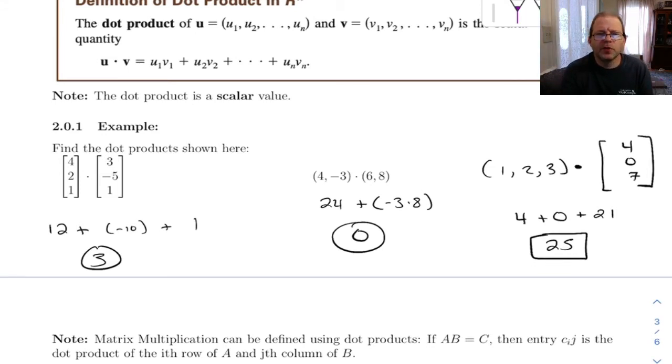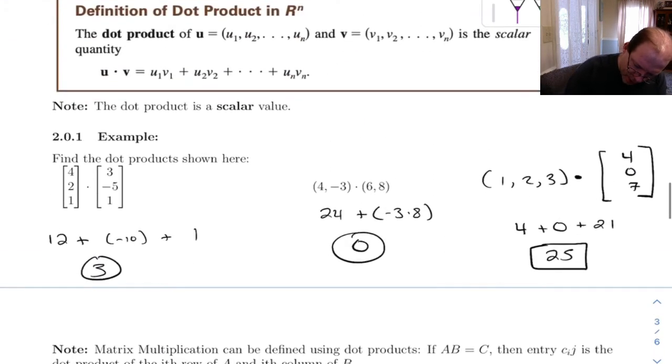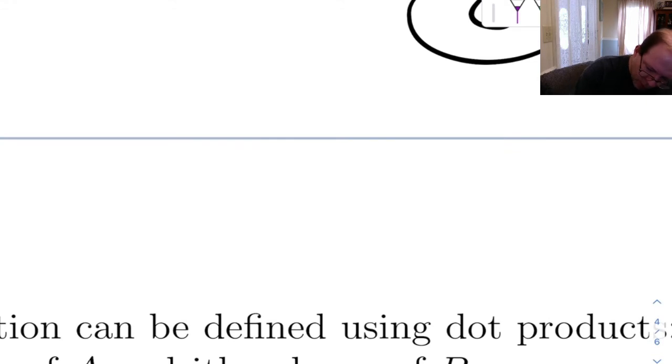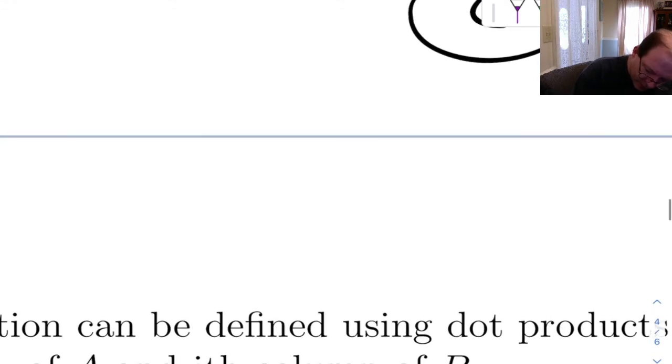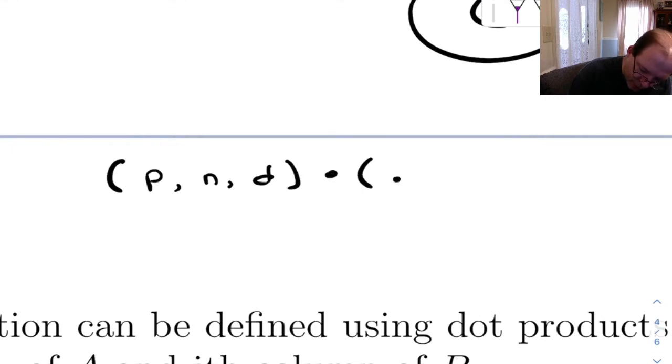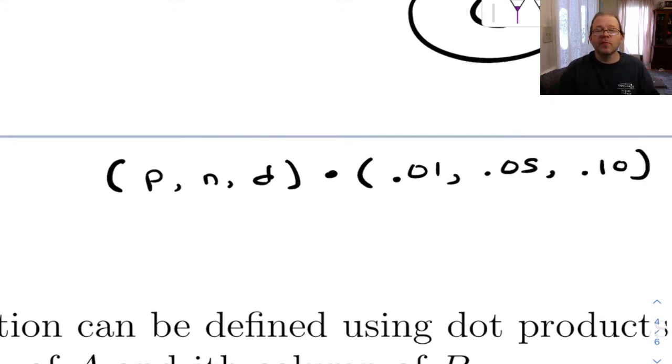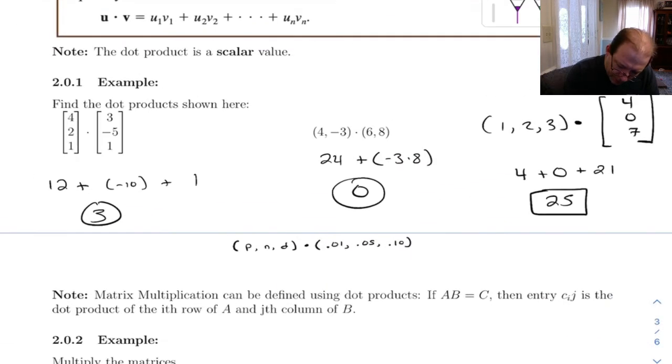Dot products can be used for different things. One example, actually before we do that, I'm sort of going off script here. One way you could use the dot product is, let's say you had two vectors. Let's say this was the number of pennies, nickels, and dimes that you had. If you take that and you dotted it with 0.01 for pennies, 0.05 for nickels, and 0.10 for dimes, that dot product there would give you the amount of money you've got. So anyway, it is a useful thing.